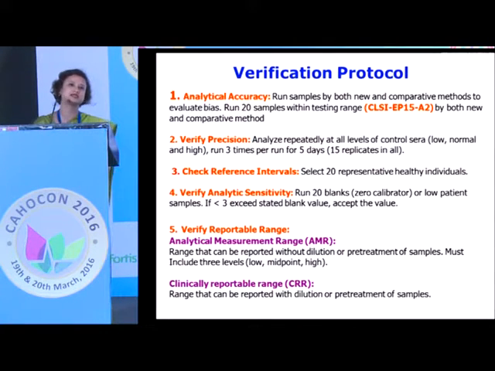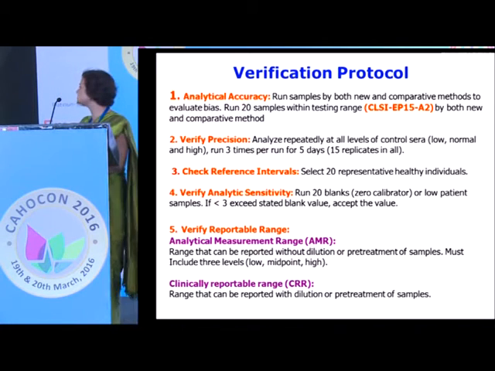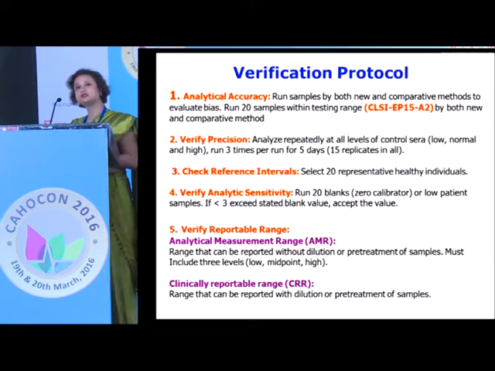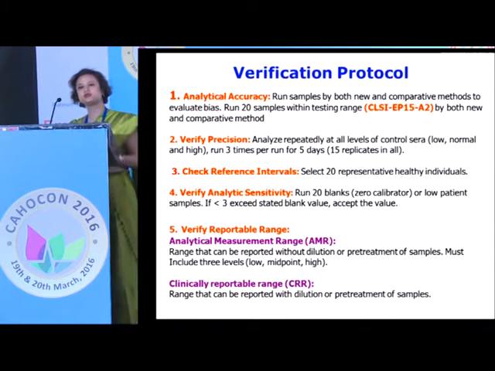I'm sitting in a small size lab. It's not possible to verify all my 350 analytes. So then at least we need to verify our reference interval. For that, according to CLSI C28 guidelines, we need a minimum of 20 representative healthy individuals. And coming to the verification of analytical sensitivity, we run 20 blanks or zero calibrator or low patient samples. If fewer than 3 exceed the stated blank value, we accept that value. So now coming to the reportable range.